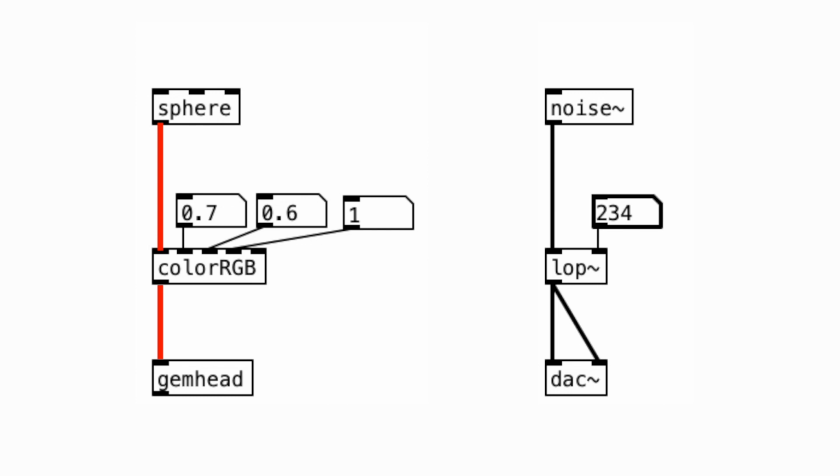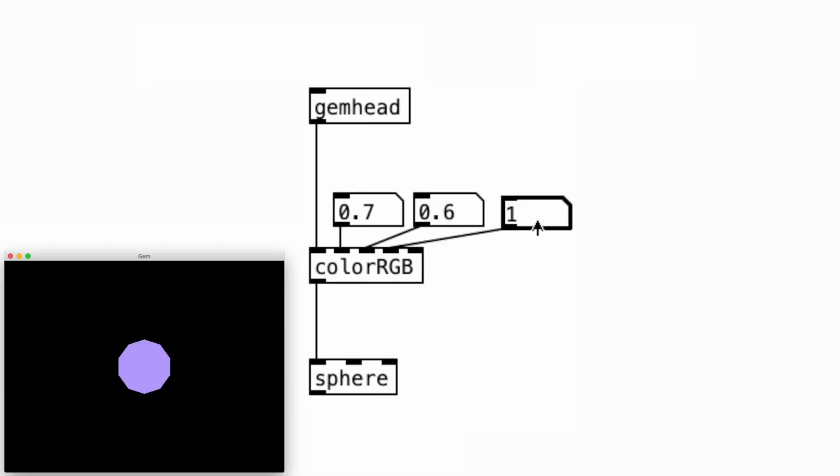Intuitively, the shape should be the first in the signal chain, and the render object should be at the end, similar to how it is with the DAC object. But once you get over this, Gem is pretty easy to get the hang of. Let's add more to what we have so far.